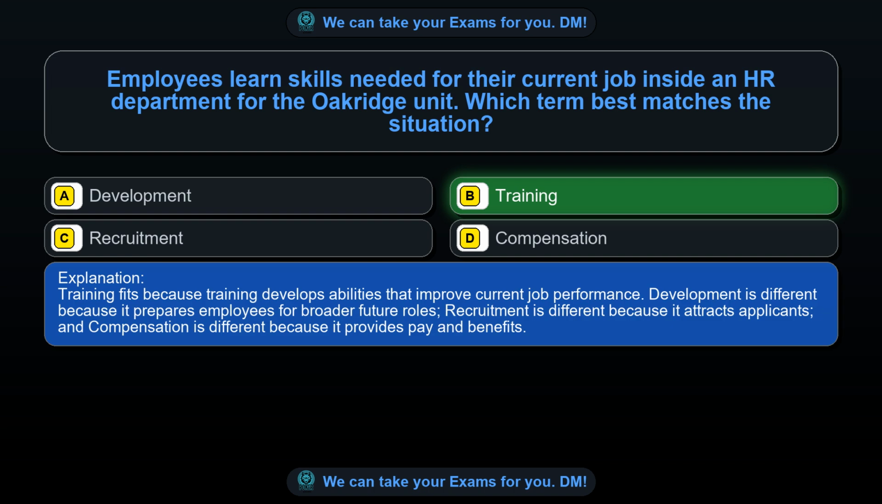Training fits because training develops abilities that improve current job performance. Development is different because it prepares employees for broader future roles. Recruitment is different because it attracts applicants, and compensation is different because it provides pay and benefits.